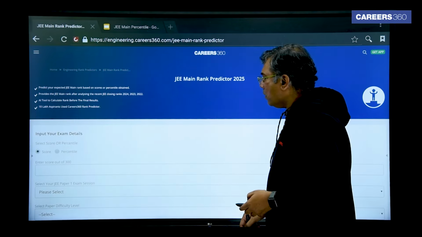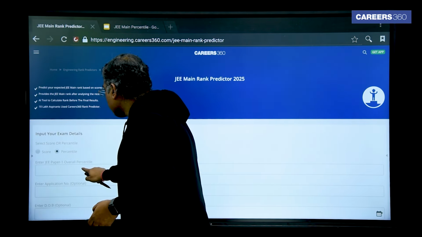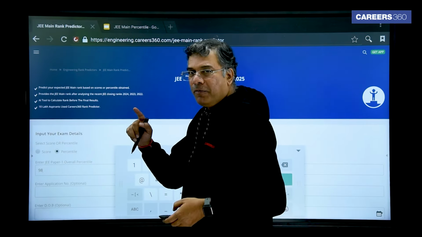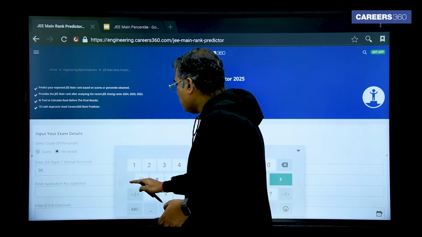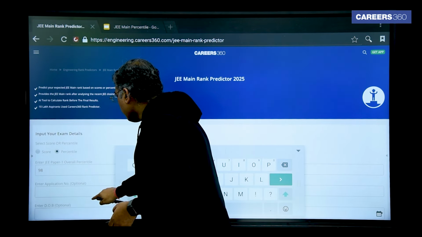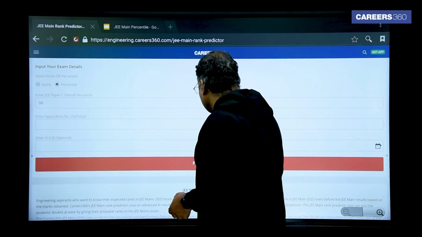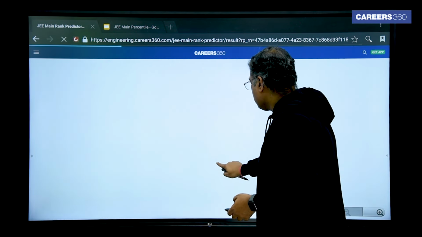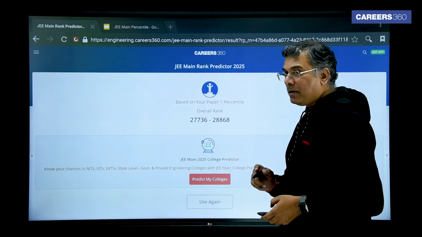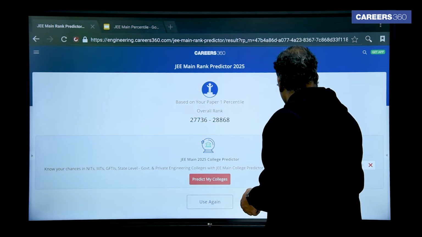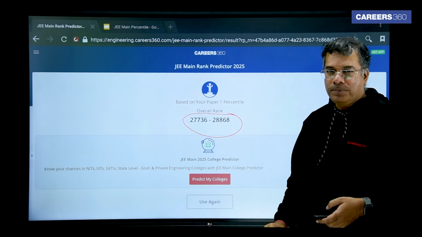The other way you can deal with it is you don't put in the score, but you put in a percentile and you say my percentile is 98%. So from the score you got a percentile, now you start using the percentile also. When you do that and ask it to predict a rank, it predicts a rank saying that based on the percentile of 98 that you talked of, that rank is likely to be between 27,736 to 28,868.